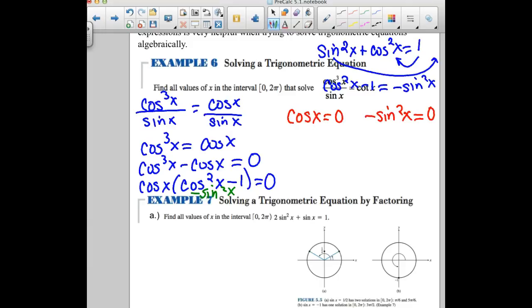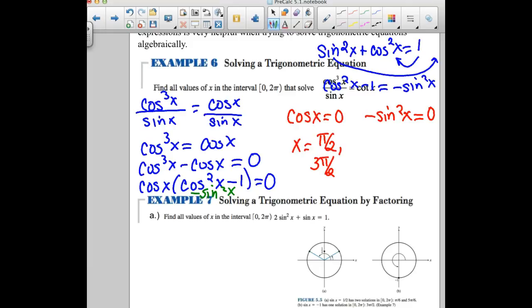All right, let's start with cosine. Think about going around your unit circle. Where on the unit circle do you have a cosine of 0? That means we need an x coordinate of 0. And that happens for x values at pi over 2 and also at 3 pi over 2.